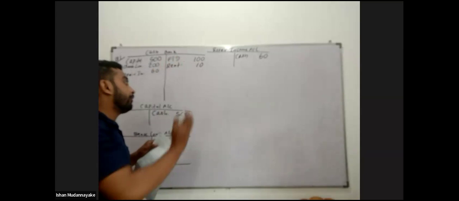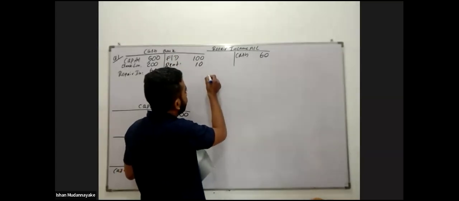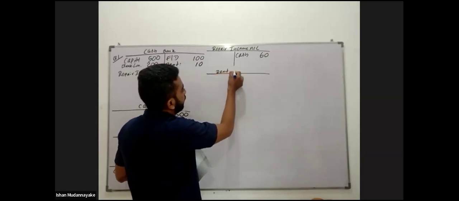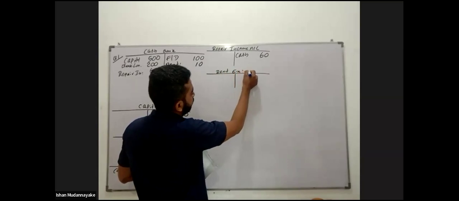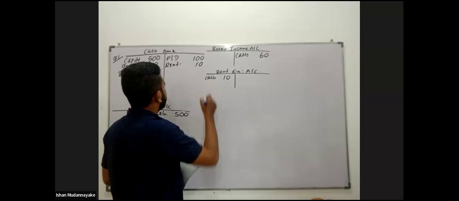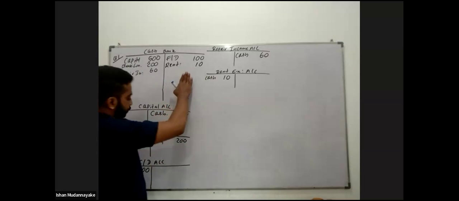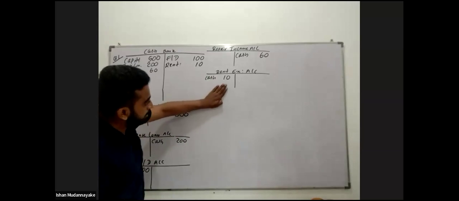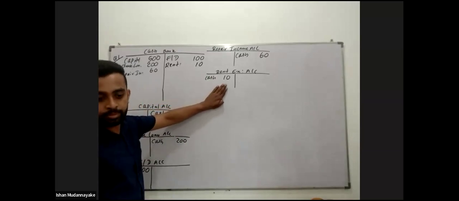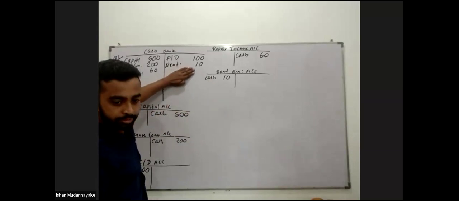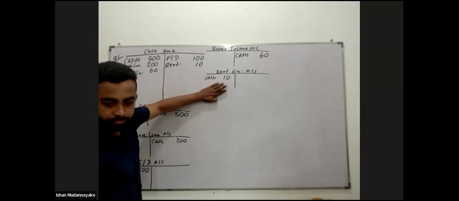Definitely, to the opposite account, the rent account, you need to debit this 10,000. Let's write down the rent expense account: rent expense account debit 10,000 cash. Cash book credit, rent expense account debit. Cash outflow, cash book credit, and then rent expense: increasing expense account debit, decreasing asset account credit.